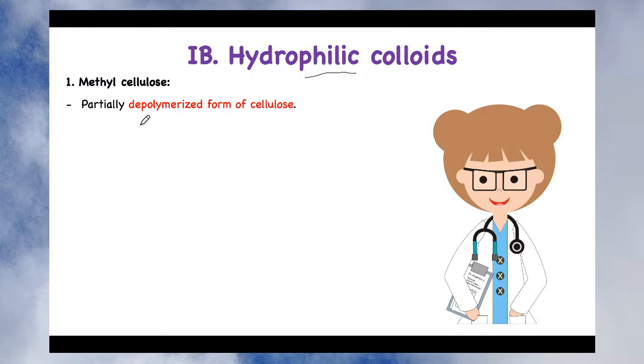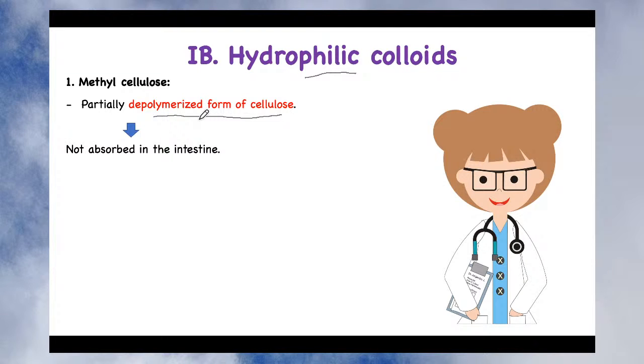Okay, so as far as their chemistry is concerned, methyl cellulose is a partially polymerized form of cellulose. It is basically cellulose, but when you partially depolymerize the cellulose, it will give you methyl cellulose. Okay, so it is not absorbed in the intestine. So that is what you need.